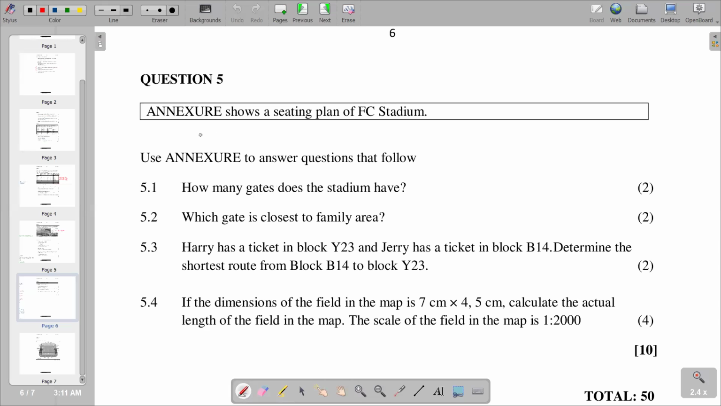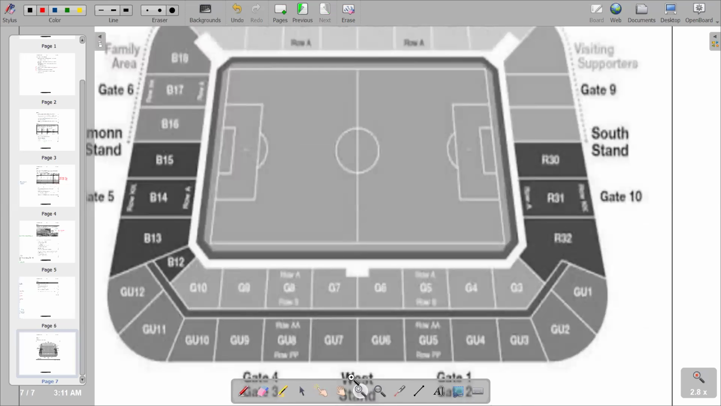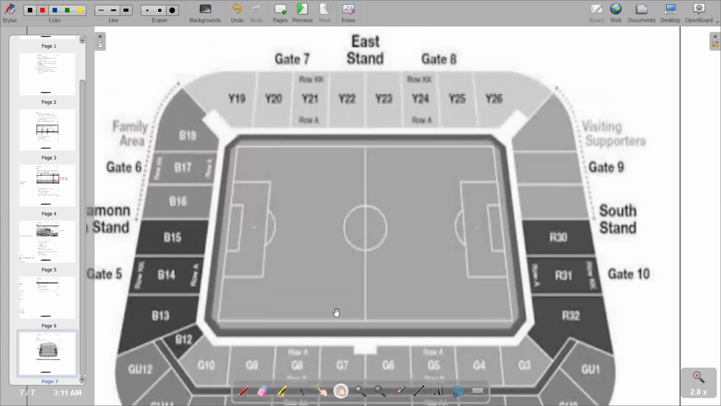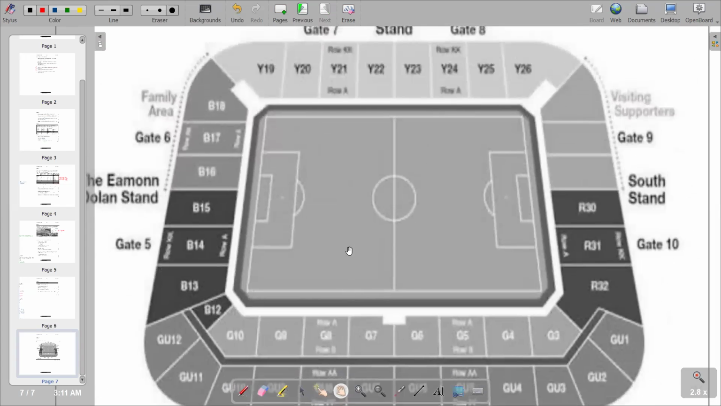Our question 5 reads, we've got a diagram that shows a sitting plan of FC Stadium. So use the diagram to answer questions that follow. So we have got our diagram here of a sitting plan of FC Stadium. We can try to zoom it. This is what we have in terms of the stadium. So we're going to answer our questions concerning that diagram.